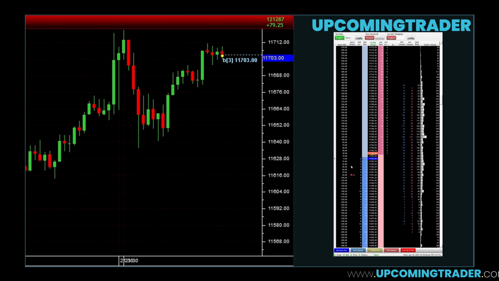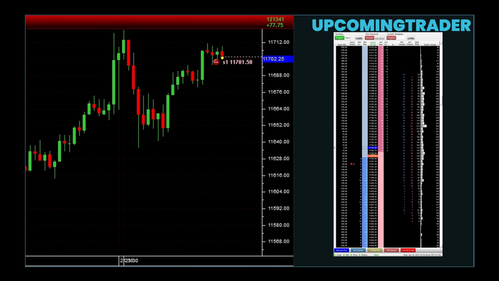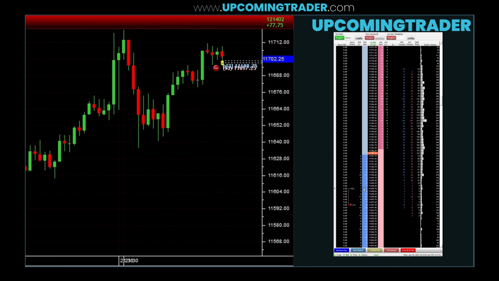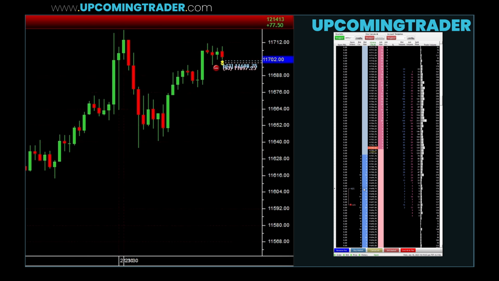So how can we use the order book for market analysis? Well, it is all about understanding the patterns in the orders. Imagine you see a large number of buy orders at a specific price level. This can act as a support level. It means buyers are ready to step in and prevent the price from falling any further.